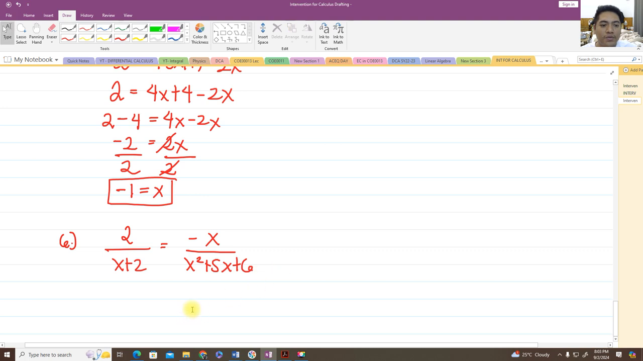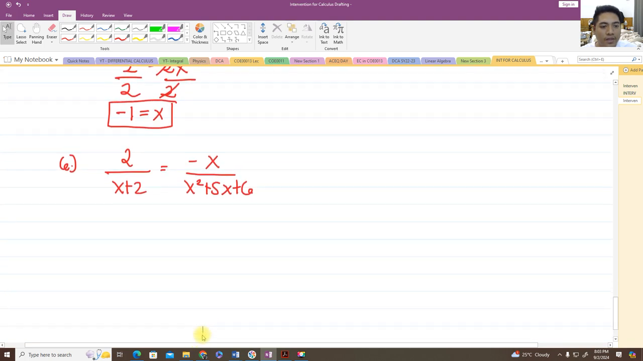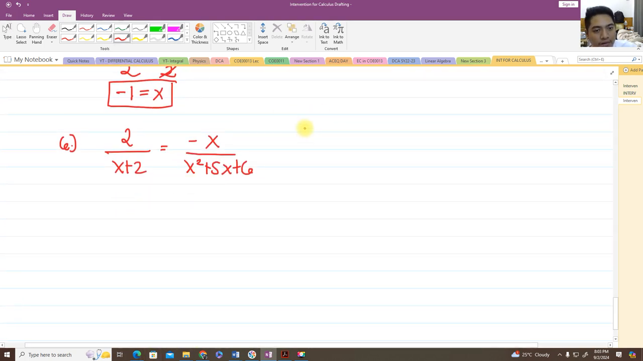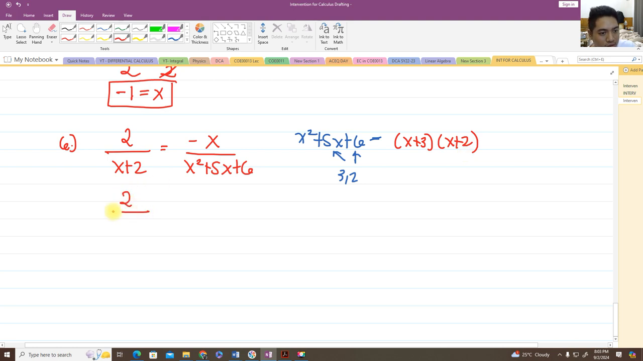So let us try first to factor the denominator. So we can factor x squared plus 5x plus 6. Think of two numbers that when we multiply, it's positive 6, and when we add, it's 5. So that is 3 and 2. So you have x plus 3, then x plus 2. So factoring the denominator allows us to have a better view of what will be the LCD.